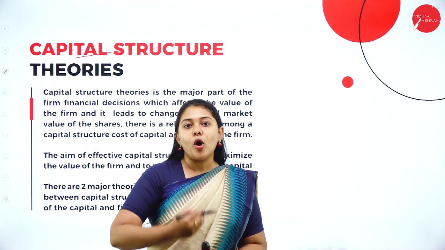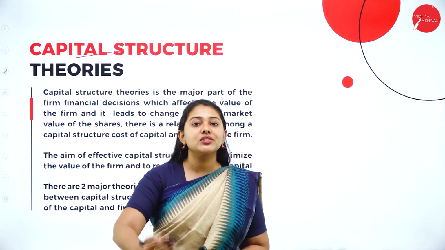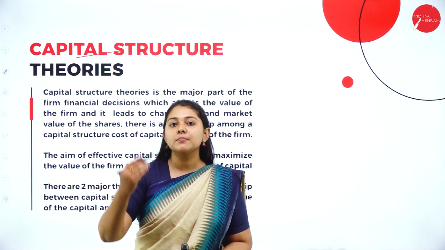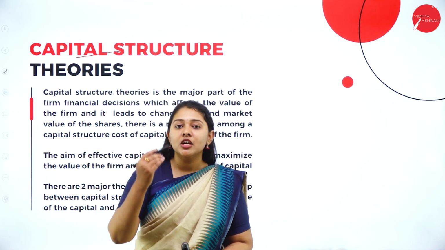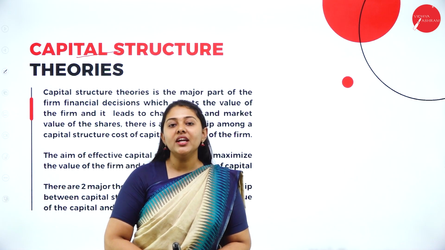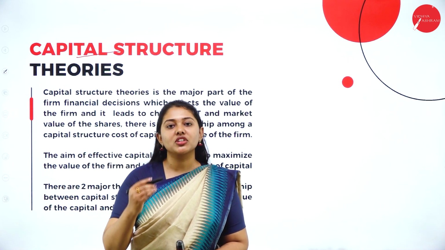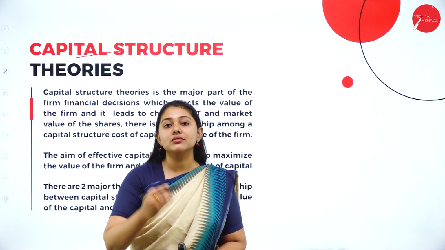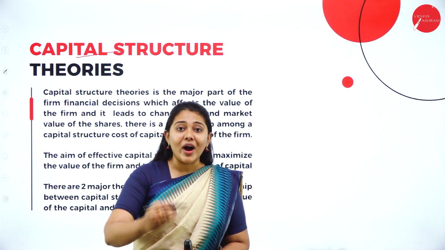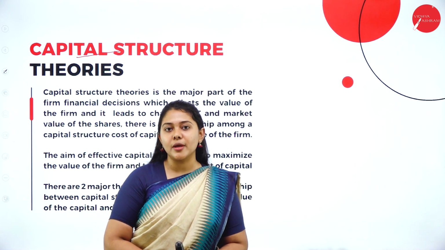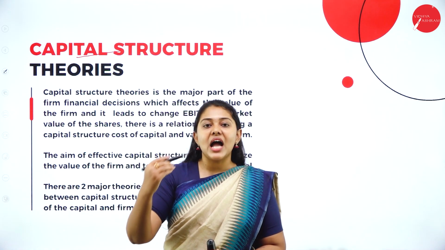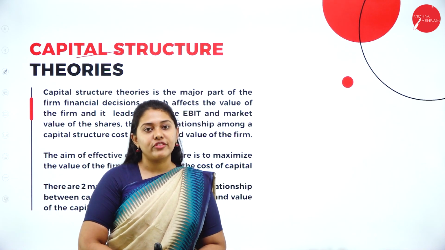So which component is used, which structure is used so that the value of the firm increases, at the same time the cost of capital which is associated while raising the funds has to be reduced. So this capital structure theory explains the relationship between capital structure, why optimum capital structure is important, and what is the relationship between value of the firm as well as your cost of capital.